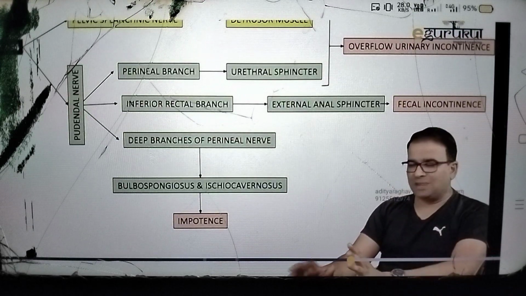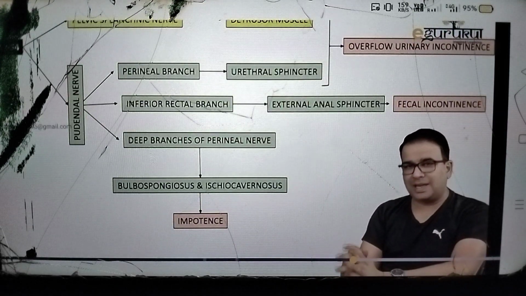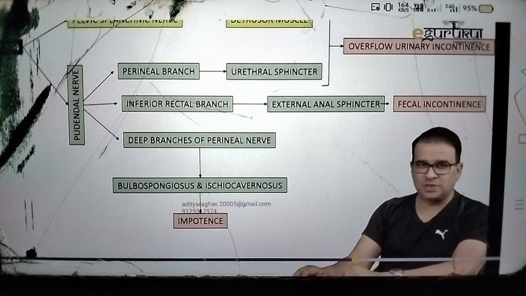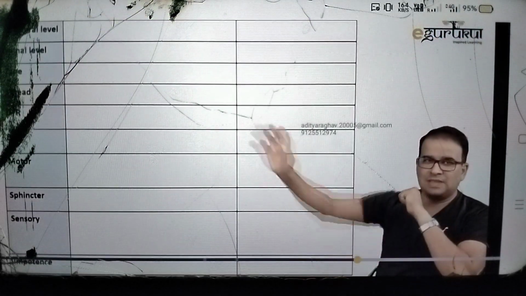Now, knowing all these anatomical aspects of the conus as well as the cauda equina, let us summarize the features of both the syndromes. Let's see it in a tabular manner. On one side we have conus medullaris and on the other side the cauda equina syndrome.